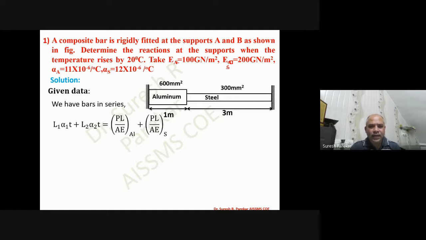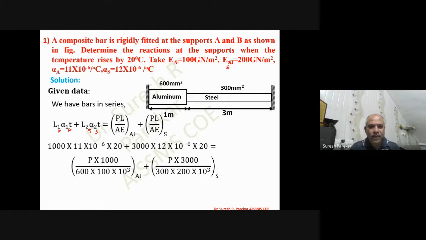Then the given data: we have bars in series. The given data is shown in the diagram, and when we have bars in series we have this formula: L1 alpha 1 T plus L2 alpha 2 T. Here L1 we are going to say is of aluminum, then alpha also of aluminum, and L2 we are going to consider as steel. Then we are going to substitute these values.